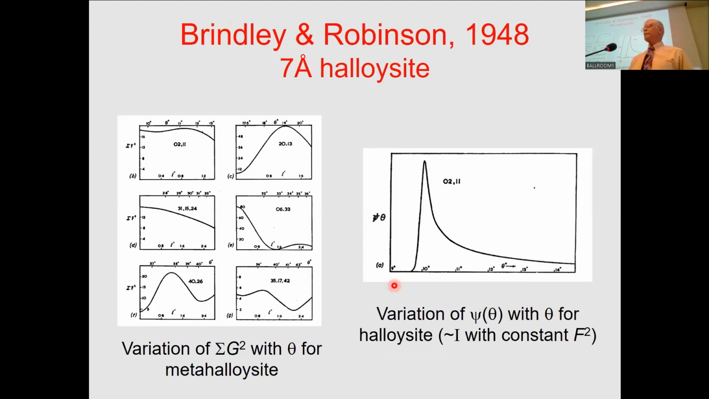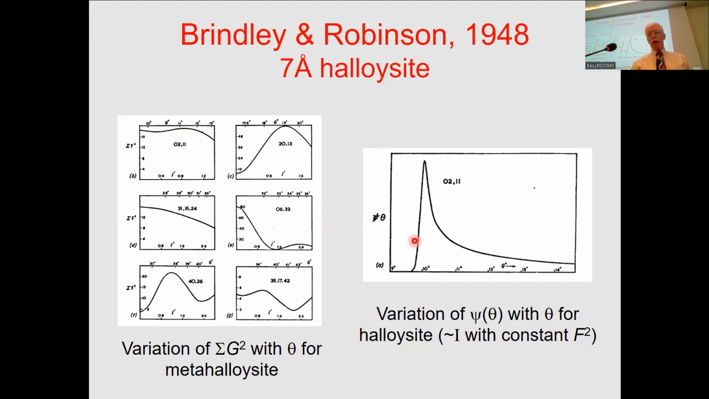Brindley and Robinson, more than 50 years ago, had a very, very nice paper on halloysite, and they showed the variation of G squared with angle for halloysite. And here you can see 02,11. You're familiar with the asymmetrical 02,11 band for smectite, for kaolinite. Interestingly, G is approximately constant across that peak. Look at the G squared for the 06 band. It's very much not constant.